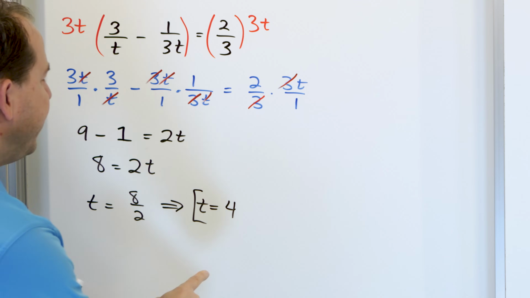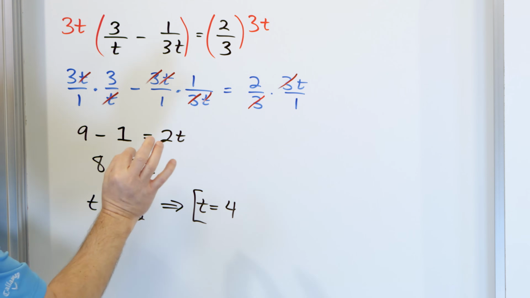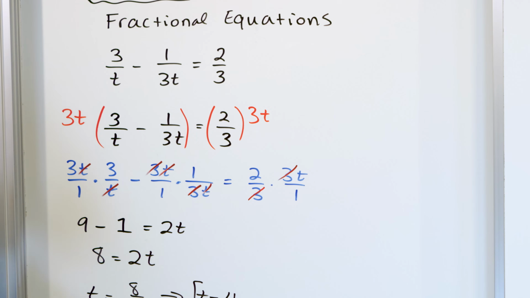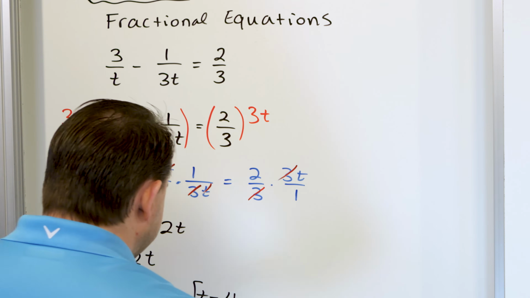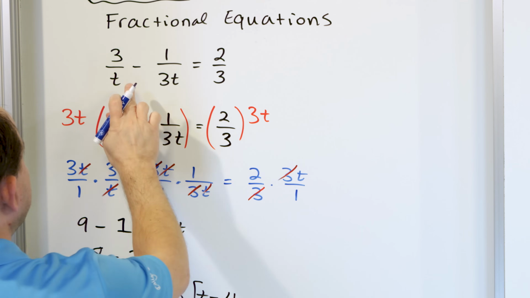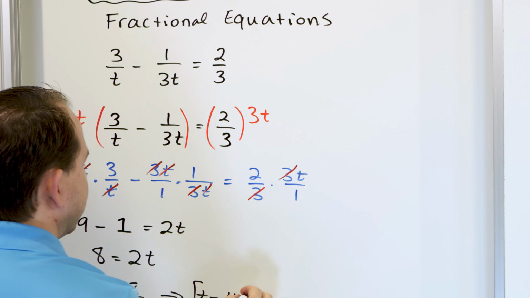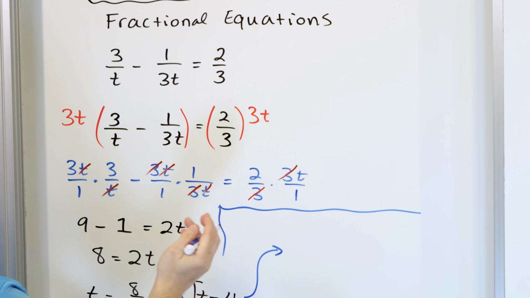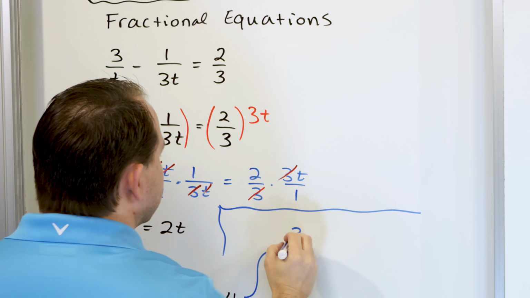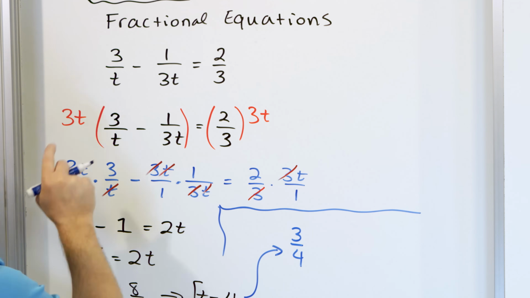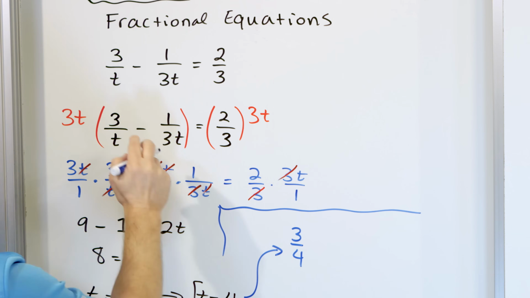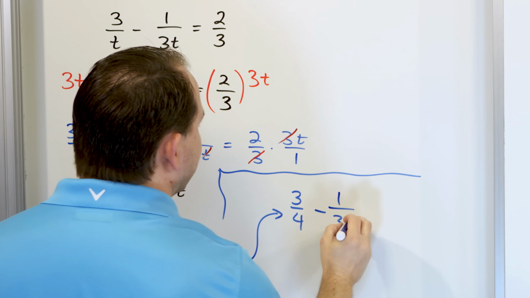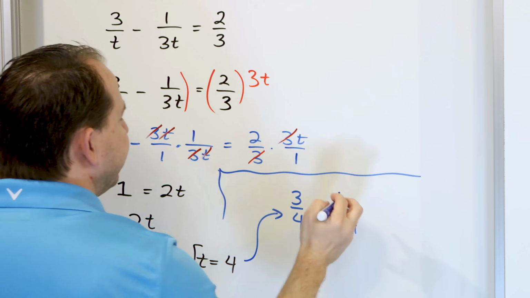So for now, t is equal to 4. The thing you should do is plug it back in and see if it causes any problems. So let's do that really quickly. We're going to go back and plug it into what we started with and just verify that it's right. So it's 3 over 4, because 4 is t, so it goes in here. Then we have minus 1 over 3t, 1 over 3 times 4, because t is now 4, equals 2/3.